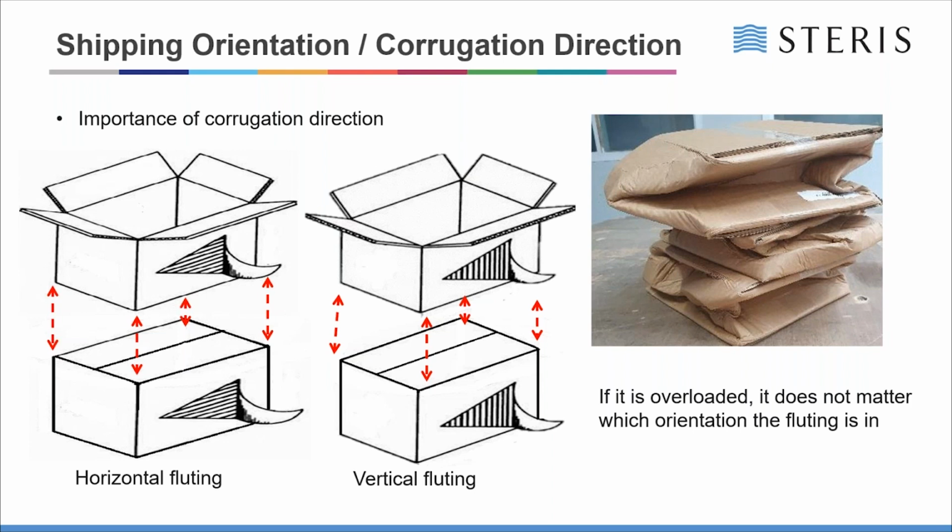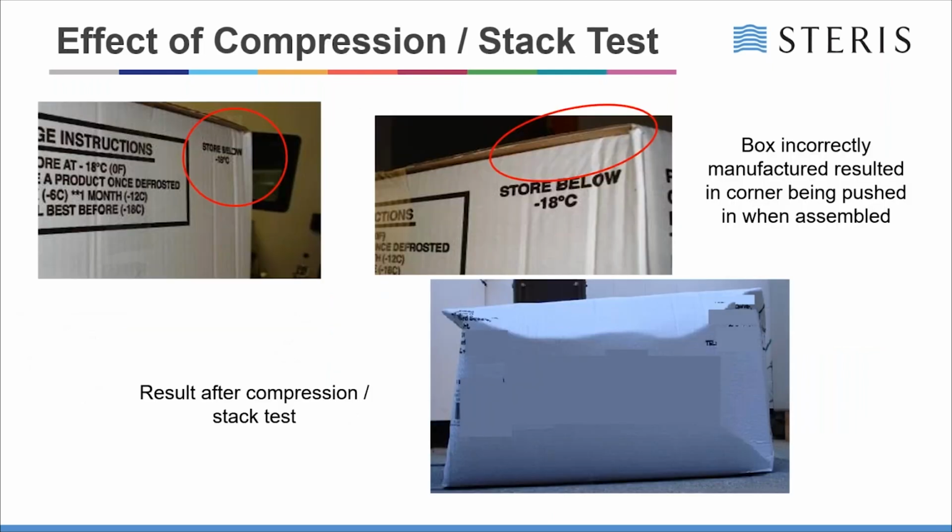But again, looking at the picture on the right hand side, it doesn't matter if it's overloaded, what orientation the fluting is in, if it's not shipped correctly. Typical examples of the effects of compression is where the box actually totally collapses. And a lot of times there are reasons for this.